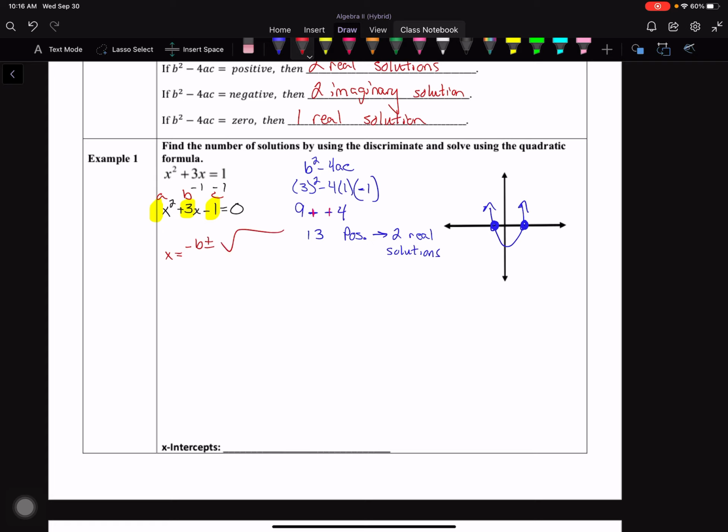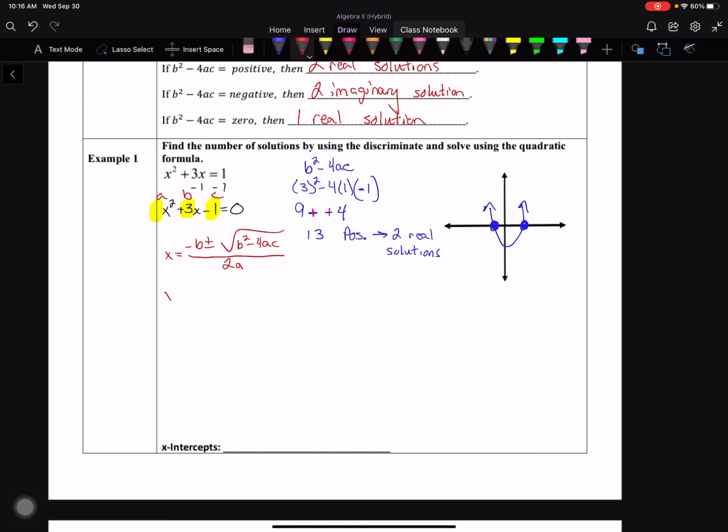Negative b plus or minus the square root of b squared minus 4ac all over 2 times a. We might have to sing that in class. I think that sounds like a great idea. That song is just stuck in my head every time I say it. It's hard not to sing it.